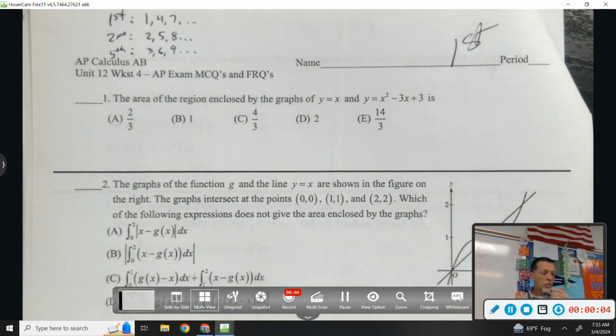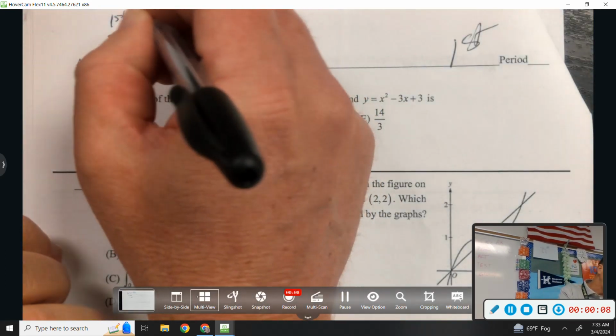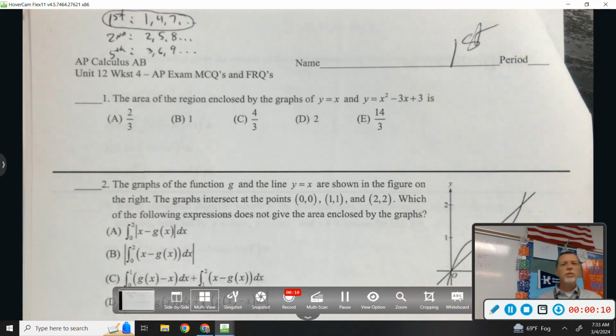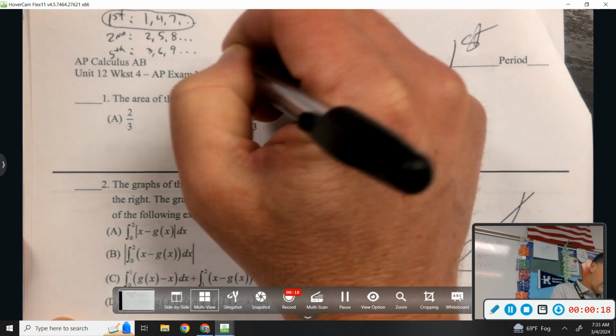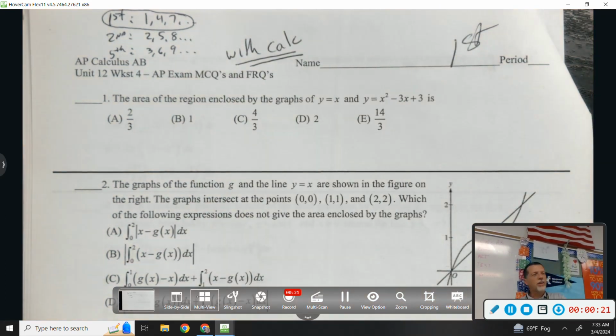Okay, so worksheet 4 from Unit 12. This is the first period video, so we'll do 147. I said this already. The test is all with calculator. So the calculator can do all the integrals, and that means you shouldn't have trouble figuring out who's top and who's bottom or right and left, because you can graph them and figure it out.